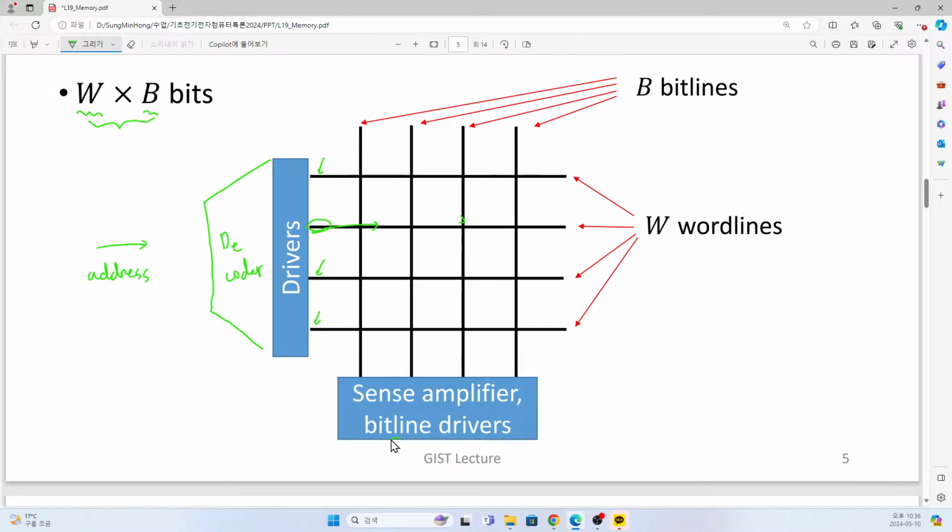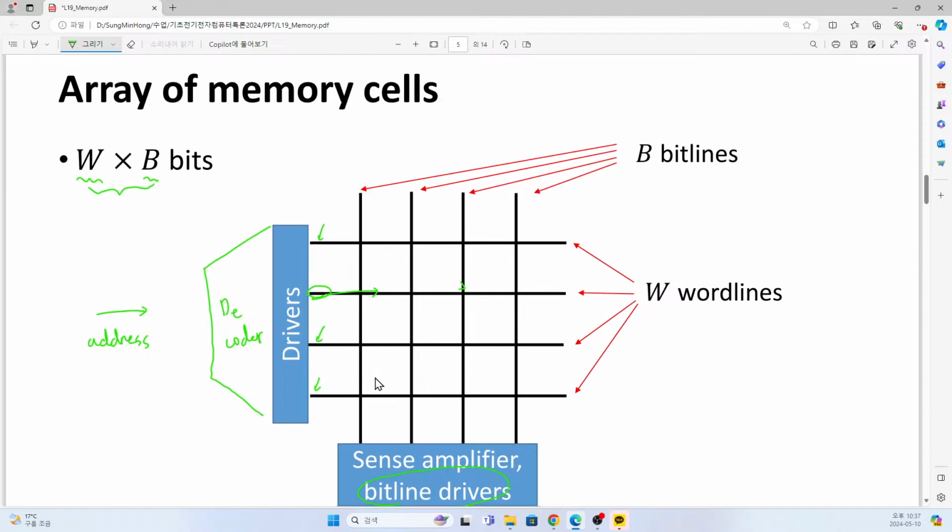Also here we have bit line drivers to connect to the bit line, and also we can select a certain bit line. So by combining these two pieces of information, the word line number and the bit line number, we can arbitrarily select any component. Okay, so that is the array.